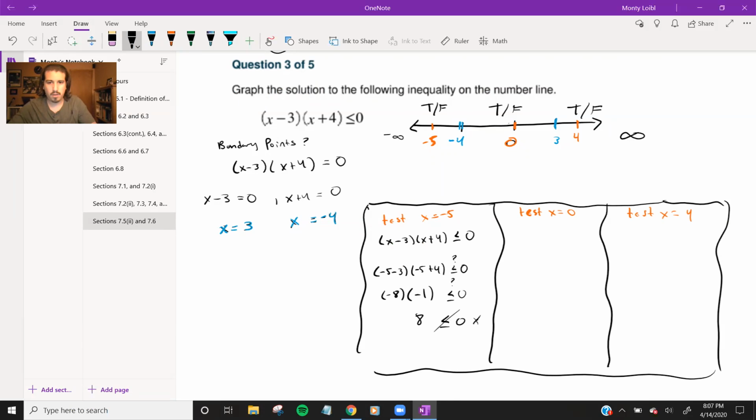Trying to find the erase button. Right? This is false. Okay, which means we're a third of the way there. We need to do the same thing for the other 2 points.